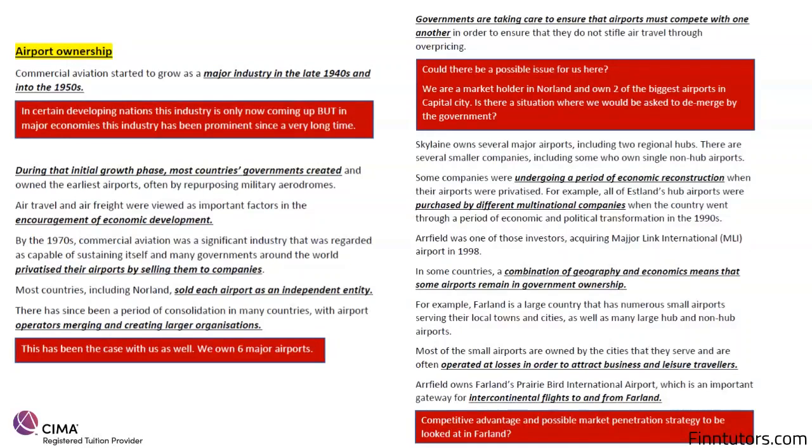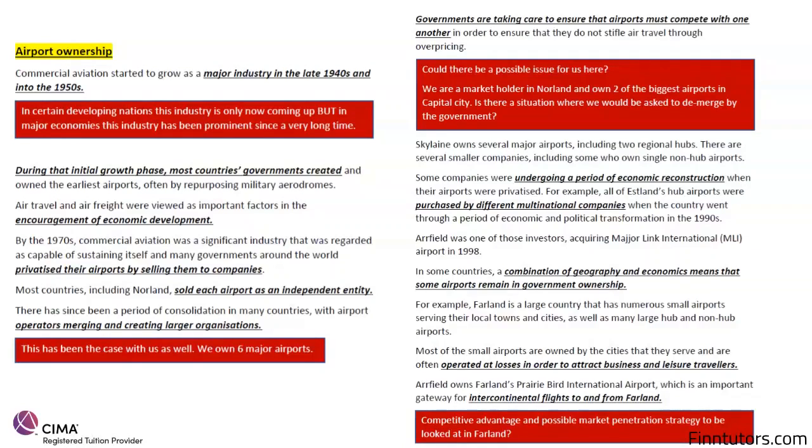Arrfield owns Farland's Prairie Bird International Airport, which is an important gateway for intercontinental flights to and from Farland. So you own a very strategically important airport in Farland, because this hub airport is used for intercontinental flights and it's a good gateway to different parts of the world. So what I'm thinking over here is this is first and foremost my competitive advantage. Now, is it possible to penetrate further in this market? Is it possible to gain more market share in this market? Possibly build a new terminal, build a new runway, make sure your airport is better, because there is lots of opportunity, because you are the gateway to different continents from Farland.